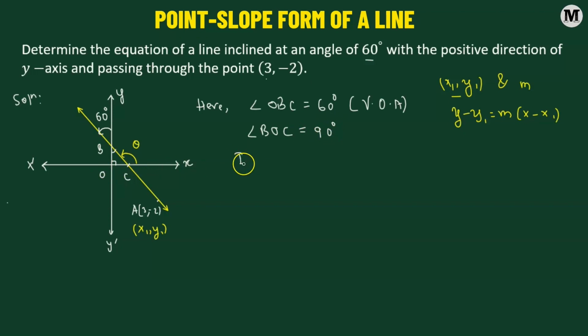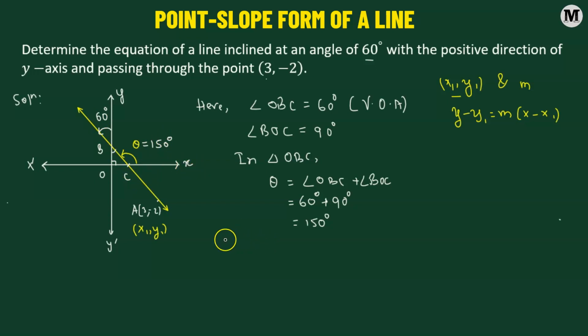Now in triangle OBC, here we have angle BCX, or simply theta. This is the exterior angle. So theta must be equal to the sum of the two opposite interior angles. That means it must be equal to the sum of angle OBC and angle BOC. The angle OBC corresponds to 60 degrees, and angle BOC equals 90 degrees. So adding them up, we get 150 degrees. So the angle theta is 150 degrees. That's the angle that the line makes with the positive direction of x-axis.